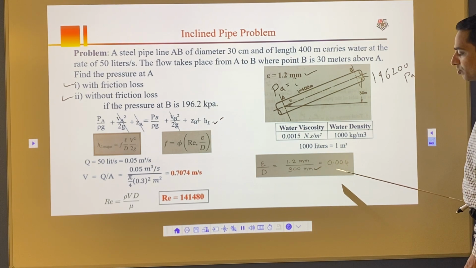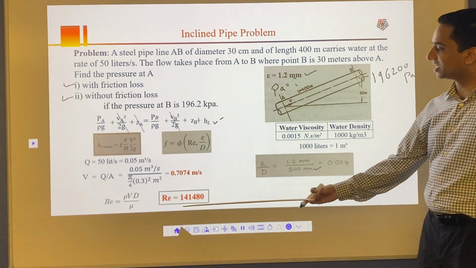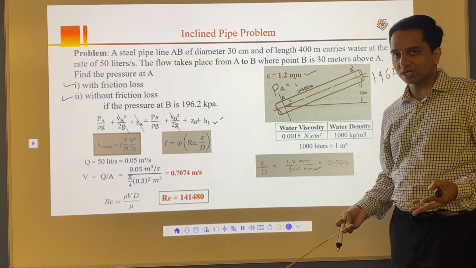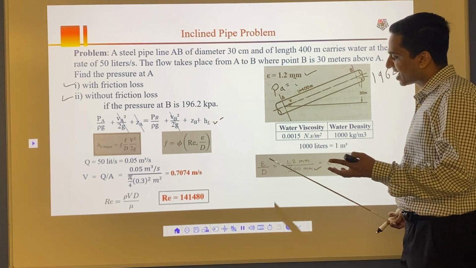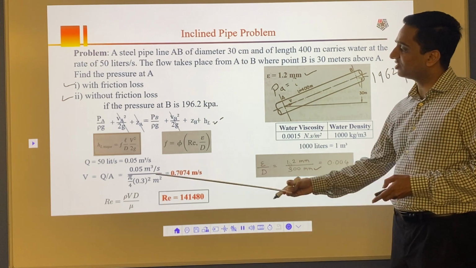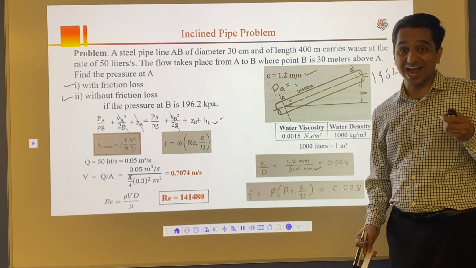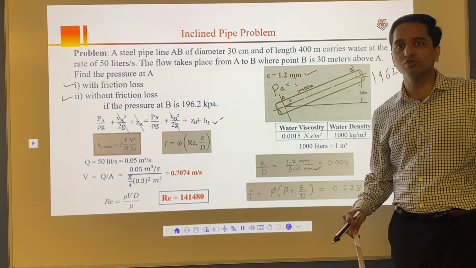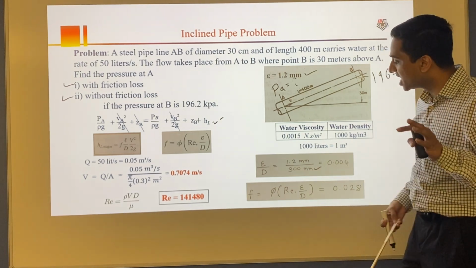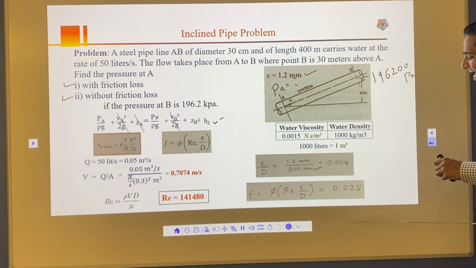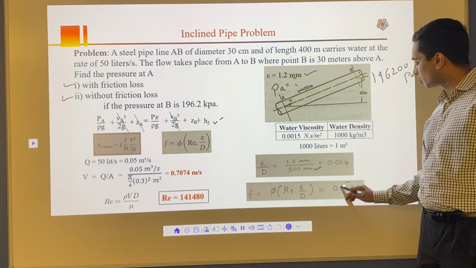You have to run this 0.004, and then you have to run 141,000 Reynolds number. You get your Moody chart, you draw a vertical, follow a black line, get epsilon by D for 0.004, and then you will get your friction factor. If you know how to use Moody chart, it should be easy. If you don't know, there is a video on how to use Moody chart. Watch that video. Anyways, you get your friction factor is around 0.028. So that's the friction factor you're going to get.